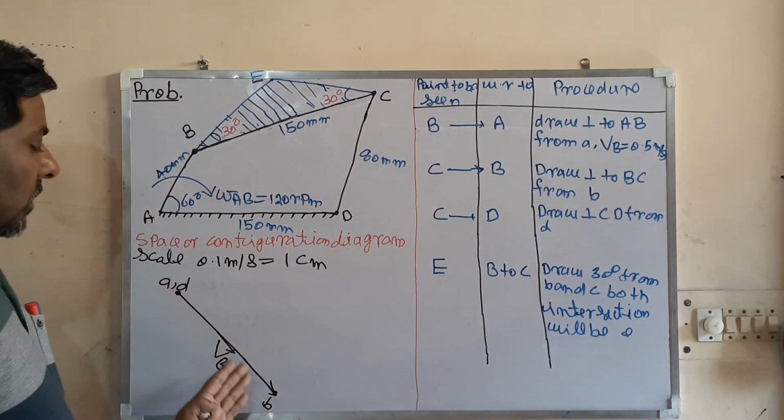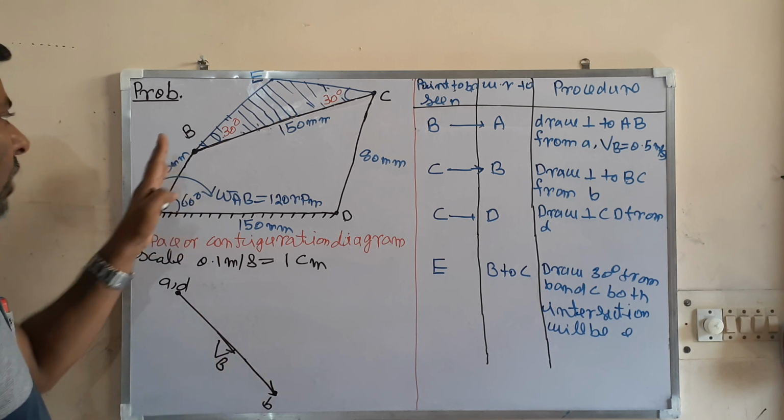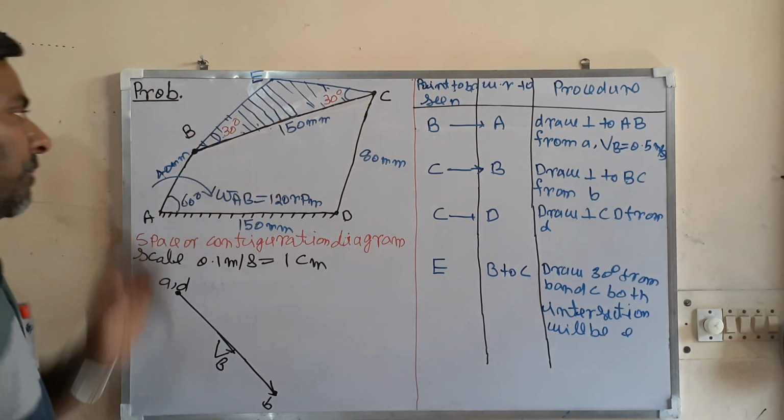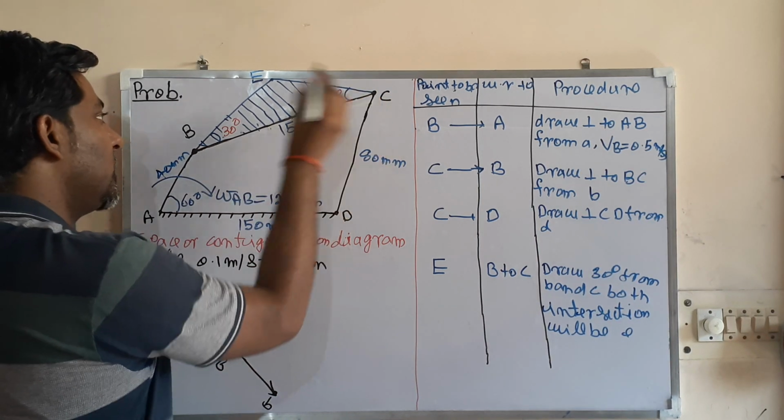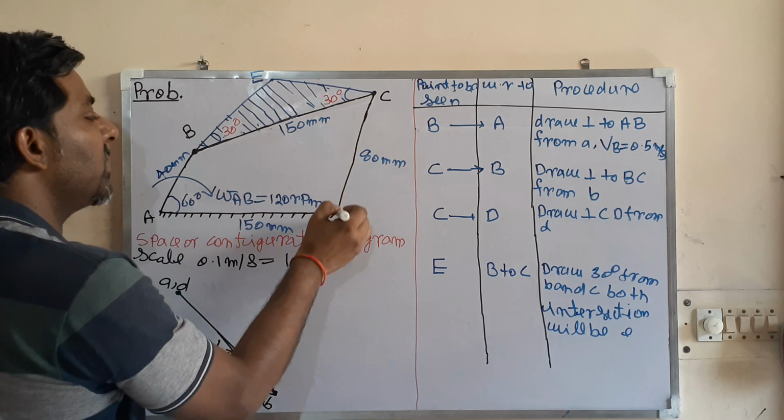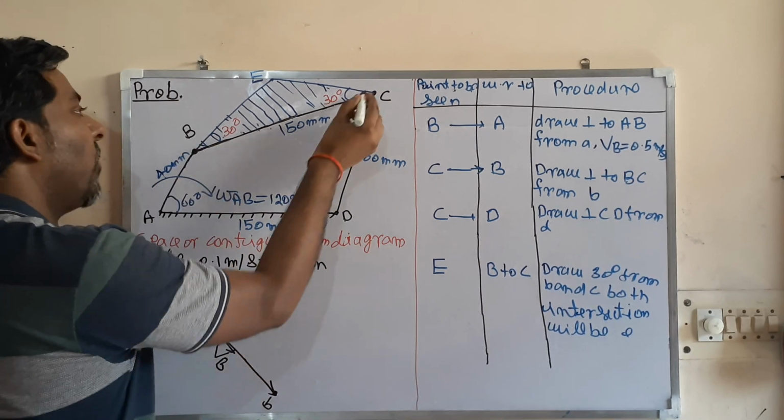Now, you have fixed the point B. Now I am going to see the point C. I have seen the point B. Now I am going to see this point C. This point C can be seen from B and can be seen from D. Let us look at the point C from B.